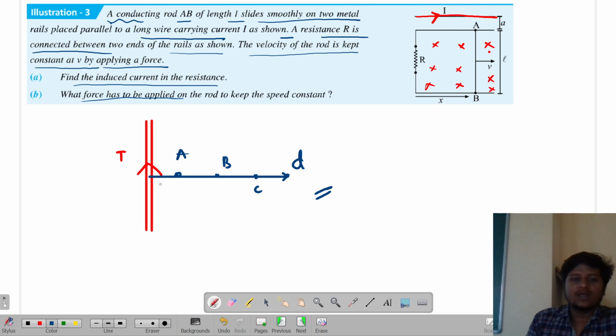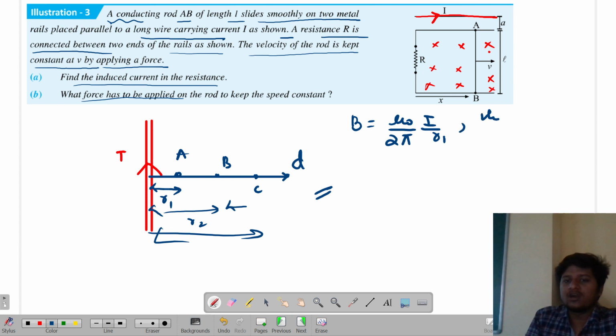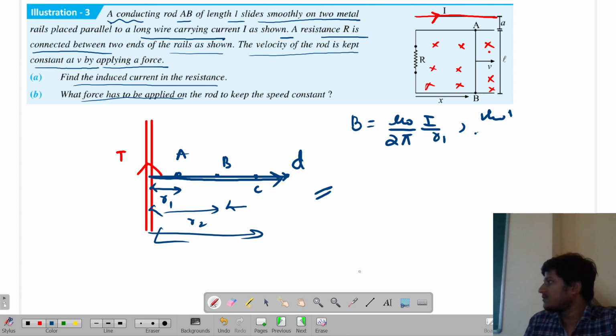How much is that? Let's suppose this is R1, this is R2, this is R3. So at all of these points I have a different magnetic field, and it will be equal to how much? B is equal to mu naught I by 2 pi R1, or mu naught I by 2 pi R2. Something like that will appear or not? Tell me yes or no. So can we say that magnetic field starts to decrease when you move away from the current carrying wire? Yes or no?